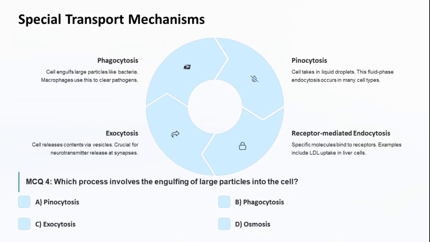Here's a spot check. Which process involves the engulfing of large particles into the cell? A. Pinocytosis. B. Phagocytosis. C. Exocytosis. D. Osmosis. Share your response in the comments section below.